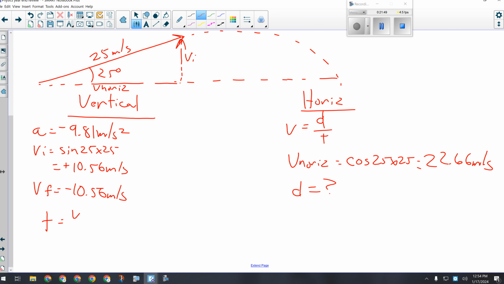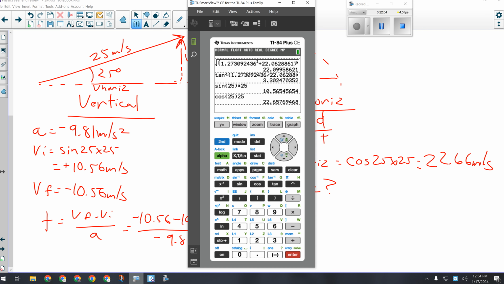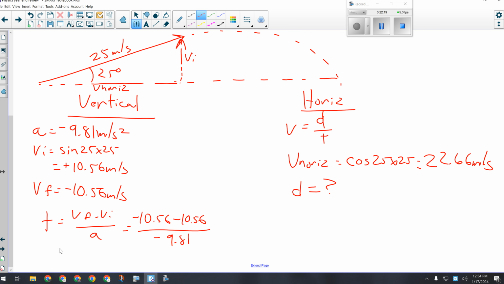So I'm going to go time equals VF minus VI over A. So that's going to be negative 10.56 minus 10.56, okay, divided by negative 9.81. Okay, so that means basically taking that number there and multiplying it by 2 and then dividing it by 9.81. Okay, so this ball is in the air for 2.15 seconds. Okay, that number can come over here, 2.15 seconds. All right, D equals V times T if I manipulate that formula.